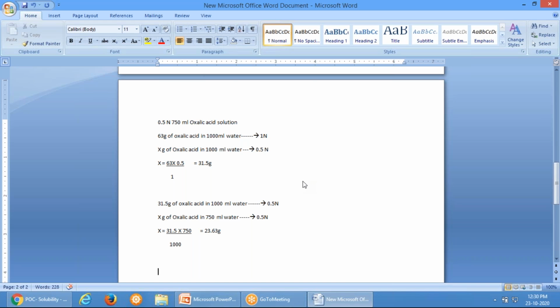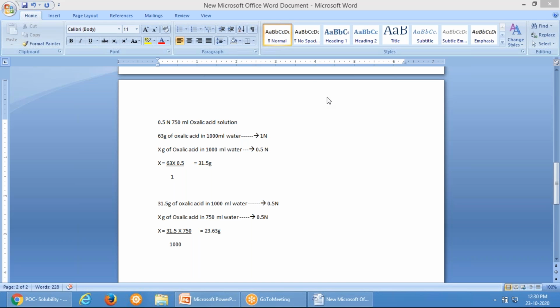So similarly, how we discussed for sodium hydroxide, you can write various strengths, different concentrations and different volumes you can prepare. So now we'll move on to preparation of hydrochloric acid. How will you prepare one normal hydrochloric acid?